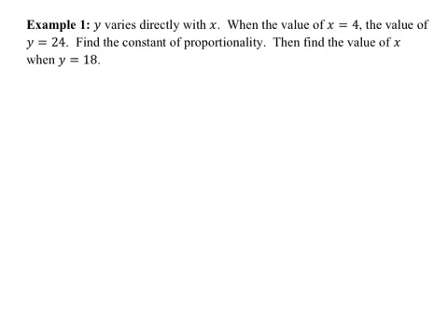Example 1 says y varies directly with x. When the value of x is 4, the value of y is 24. First find the constant of proportionality, the same thing as the constant of variation. And then find the value of x if y is 18. So we start right away by saying y equals kx because y varies directly with x. That's the equation we write every time.